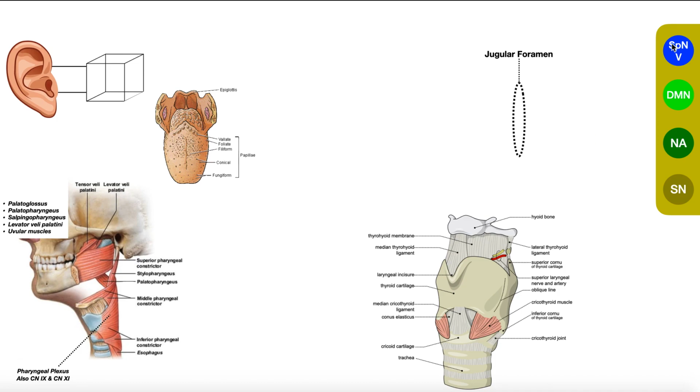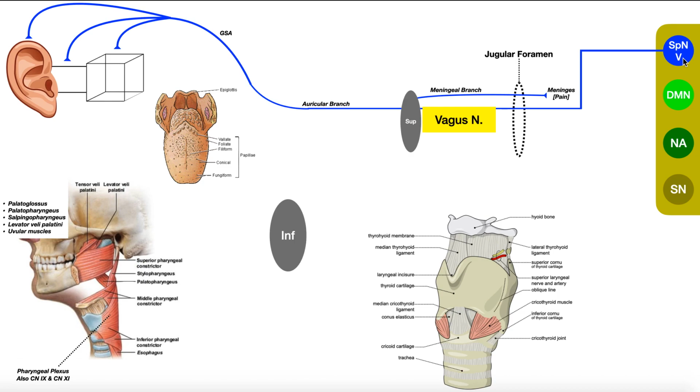So let's now get to it. We'll start off by talking about the fibers associated with the spinal nucleus of the trigeminal nerve. And these are going to be sensory in function, okay? So we're going to start out over here with the structures that they innervate.